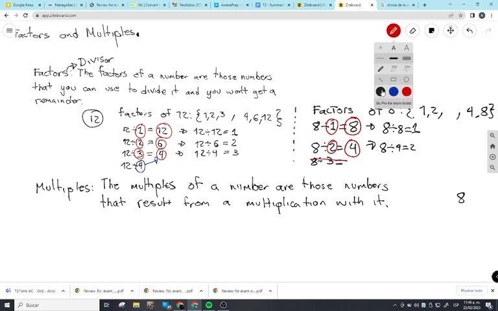And let's try with 4. 8 divided by 4, but look, we already found that the 4 was a factor of 8. So that means that we don't need to do it anymore. We found everything. And here, in this list, there's only a comma in between these. The factors of 8 are 1, 2, 4, and 8.